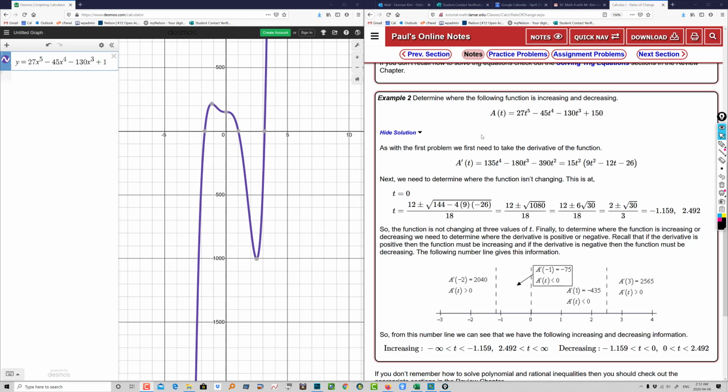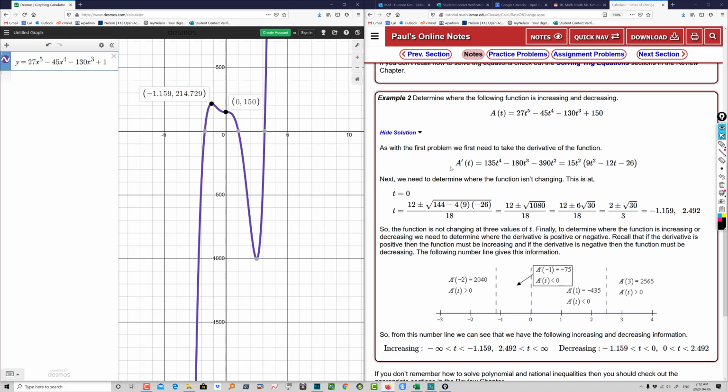Let's try the next example here. Determine where the following function is increasing and decreasing. We have a nice polynomial here. We typed it into Desmos, and we can see it's a nice purple graph. It looks like it's decreasing and increasing here, up and down. And to talk about increasing or decreasing, we need to really focus on the maximum or the minimum, or even these points of inflection. We need to focus on where the derivative is 0.